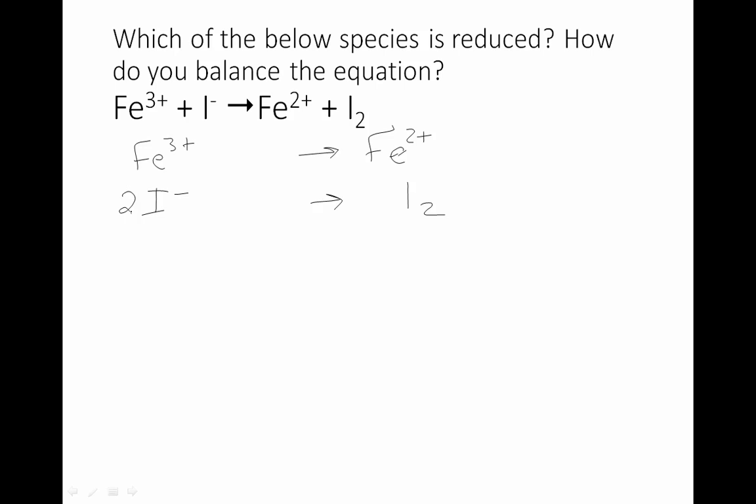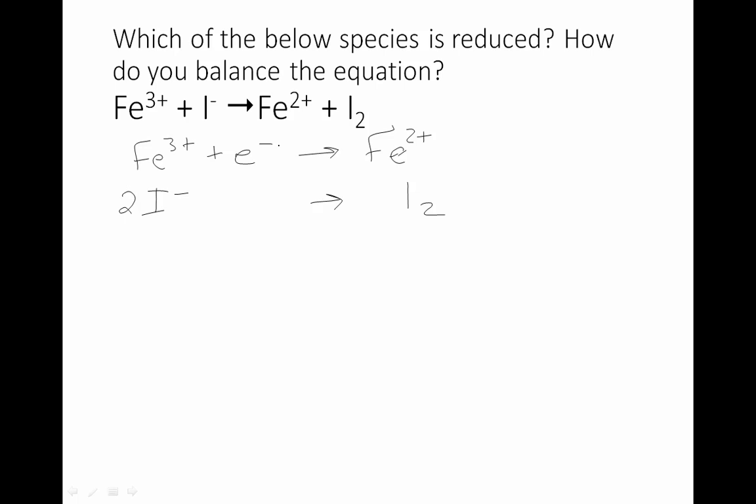So Fe3+ going to Fe2+. Which side do we need to write our electrons on? The left. Why the left? Because electrons have a negative charge. 3 minus 1 yields 2. So now the top half reaction is balanced because we have a charge of 2+ on both sides.